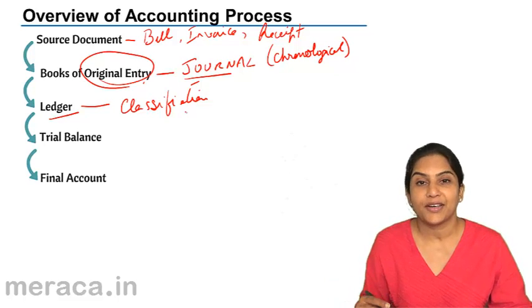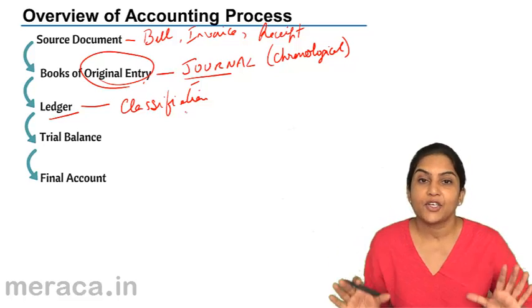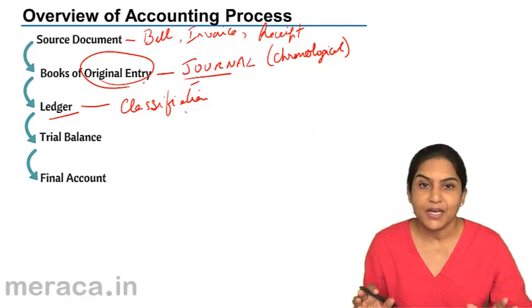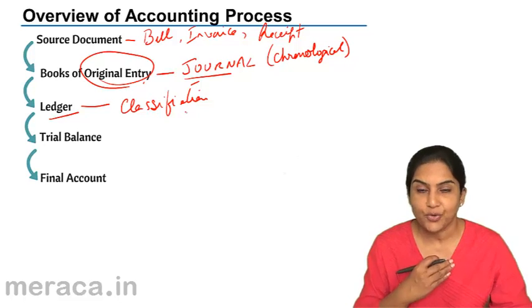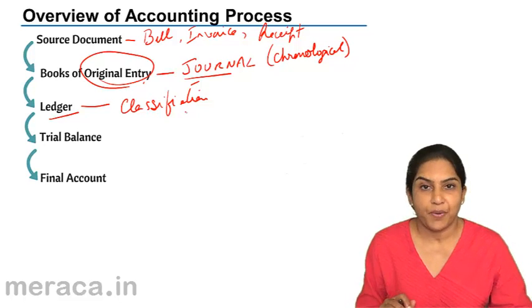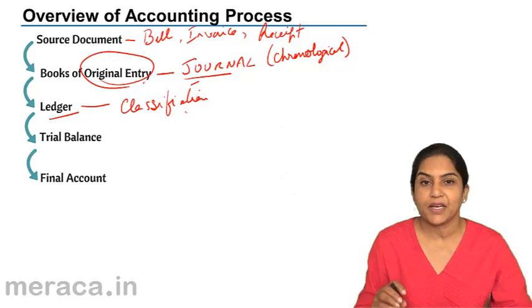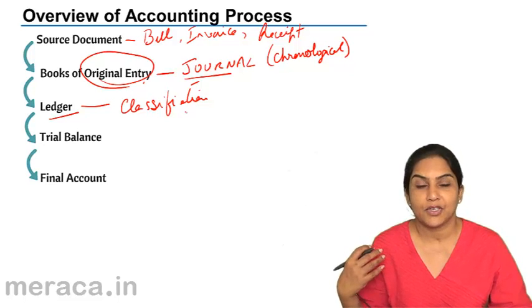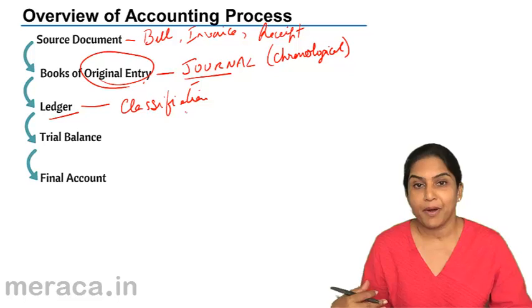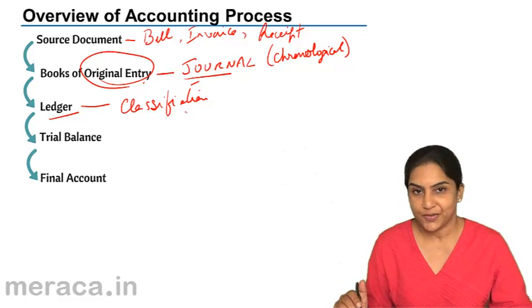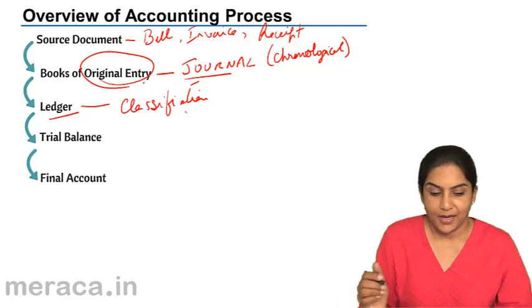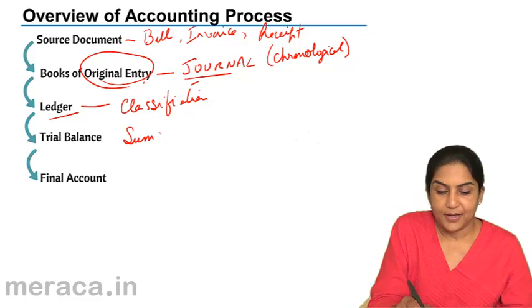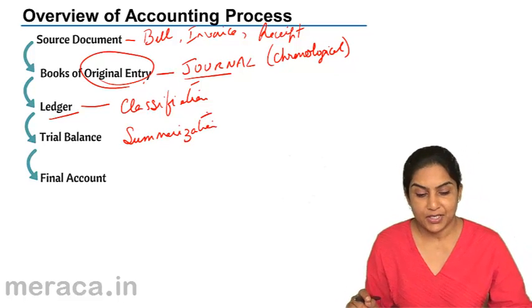Next, we go on to the trial balance, where all the ledger account balances are given to us in a summarized form in a sheet of paper. We make a statement containing all the ledger account balances so that at one glance, looking at one sheet of paper, we may know what is the total sales for the period, the total purchases for the period, the total rent for the period, the balance receivable from X, the amount payable to Y, etc. So trial balance is what is called a summarization, a summary sheet.